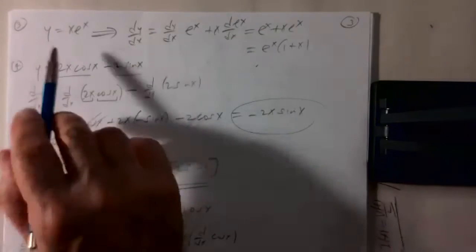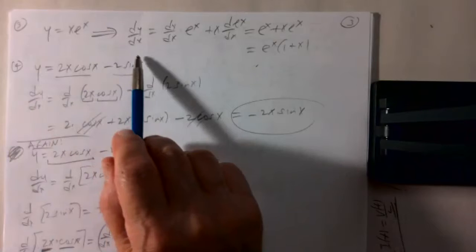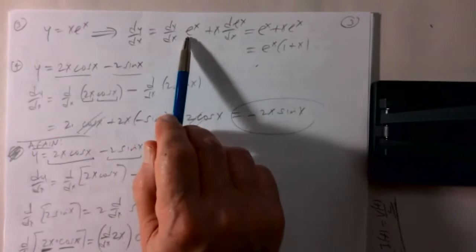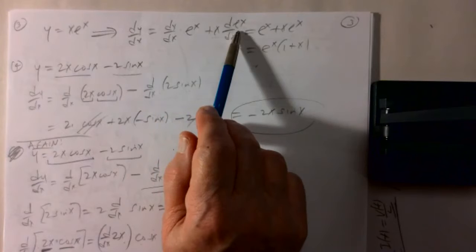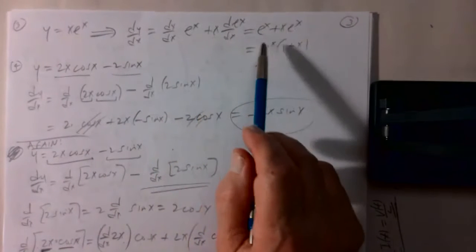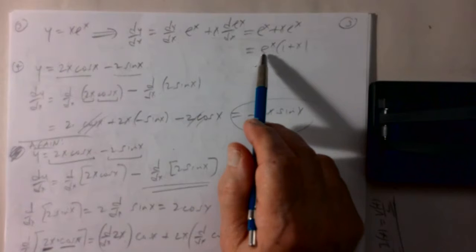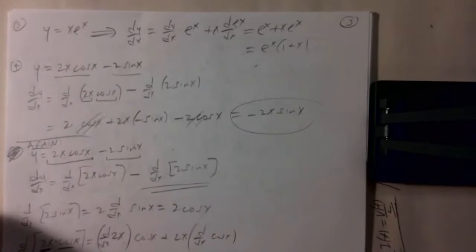The next example is y equals x e to the x. The derivative is the derivative of x, which is 1, times e to the x, plus x times the derivative of e to the x, which is e to the x. So you get e to the x plus x e to the x, and if you factor out e to the x, it's e to the x times 1 plus x.